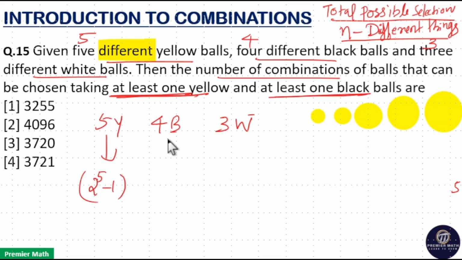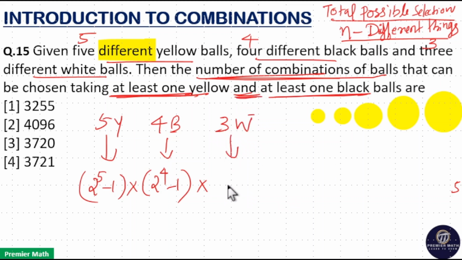And at least one black ball selection can be done in 2 raised to 4 minus 1 ways. And here this is 'and', so you have to multiply together. And here we need the total number of combinations of balls. So we have 3 white balls as well. Nothing is given about the white ball choice, so you can have a white ball or you cannot have a white ball. So this can be done in 2 raised to 3 ways, 2 cube ways, because the total possible selection of 3 white balls is 2 cube ways. These 3 white balls are different.